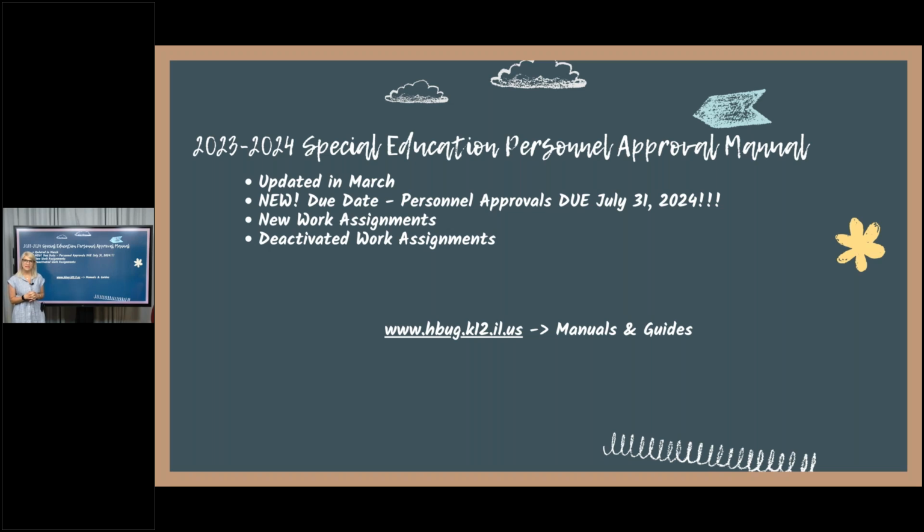Now, with that being said, all of you know that we can try to test here at Harrisburg Project and make sure that everything is good to go before it's released, but we don't really know until we get it out into the field. So, okay, I'm going to start at the top because I don't know when I went out. The manual was updated in March. The new due date is July 31st. I think I got that across.